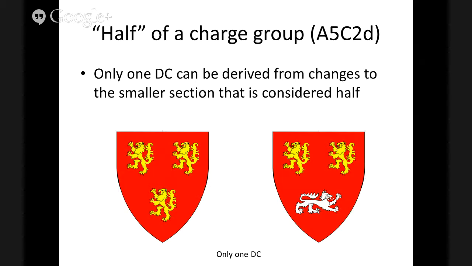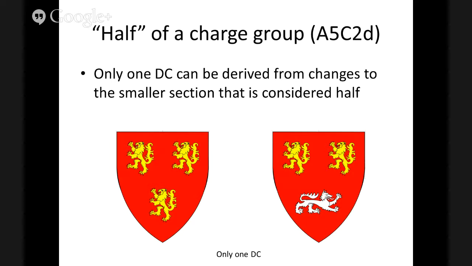So, what have we done to that bottom charge? What have we changed? Type, posture, and tincture. In fact, we've done almost two things of posture, right? We've turned it around and we've changed it, which doesn't get you two DCs. So how many DCs do we have? Just the one, because it's not really half. We're giving you credit for half, but we're only going to give you so much credit. These two devices conflict.